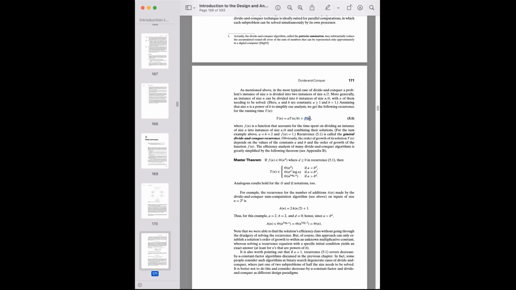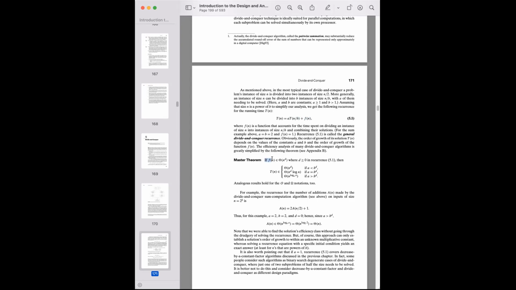Okay, and then we have to add in a function that is going to be the time to divide the instance up and then put it back together. Okay, so this is called the general divide and conquer recurrence. Okay, so this order of growth for T(n) is going to depend on a and b, right? Depending on what our problem is. Okay, and we're going to get from that this master theorem here.